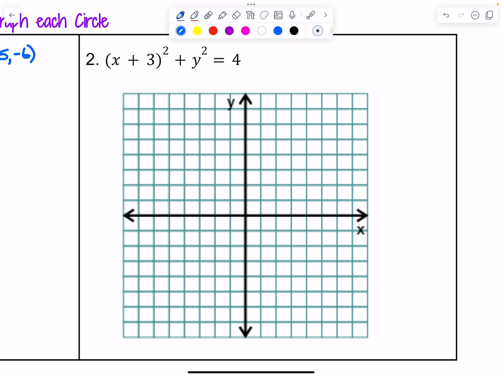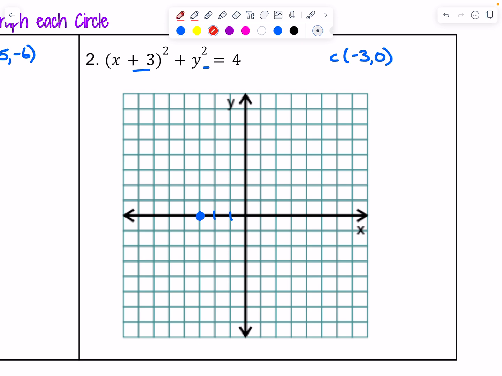Okay, so one more example of circles in standard form. We have (x + 3)^2 + y^2 = 4. So my center point is going to be (-3, 0). Let's go to -3, so that's left 3. And then it doesn't go up or down. It just stays at 0. So my center point would be right there.